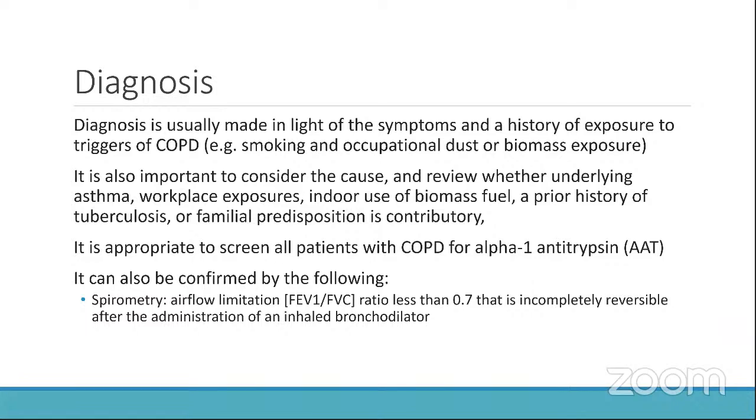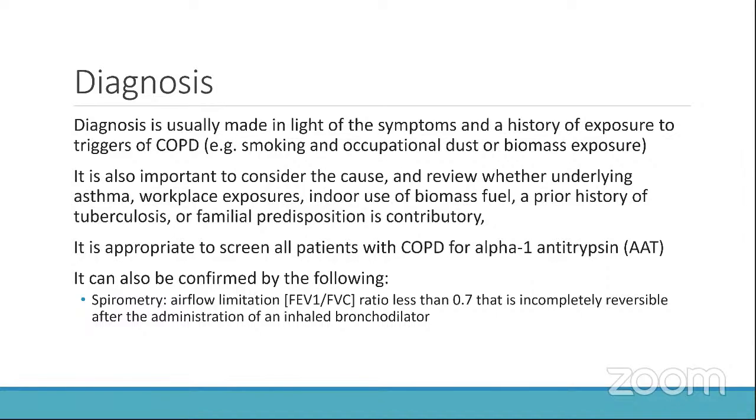We must also be aware of the contributory factors such as asthma, workplace exposures, indoor use of biomass fuels such as paraffin, and the history of TB, which is quite predominant in our country. Sometimes patients can also be screened for alpha-1 antitrypsin deficiency. It's not done often, but it can be found in up to 5% of patients with COPD. It's quite a common genetic condition, leaving patients predisposed to developing chronic lung disease and liver disease.